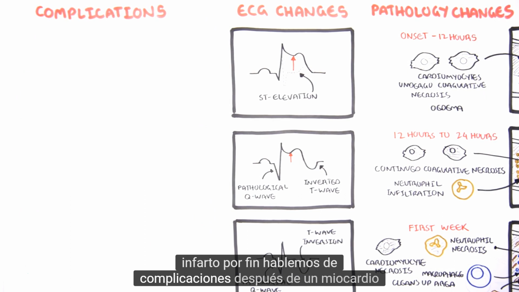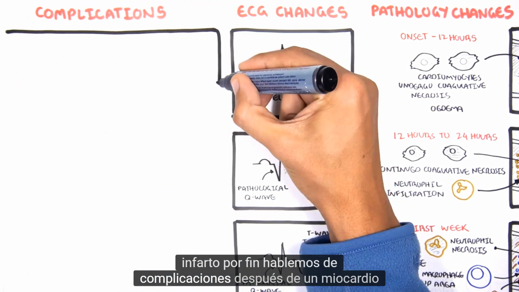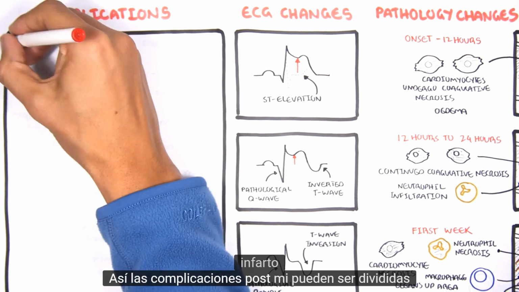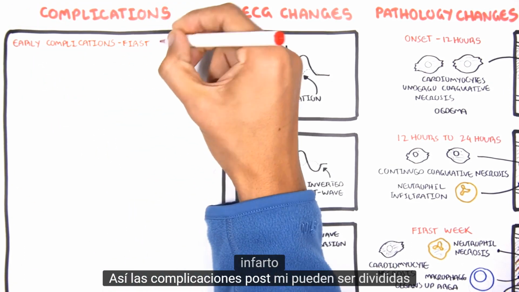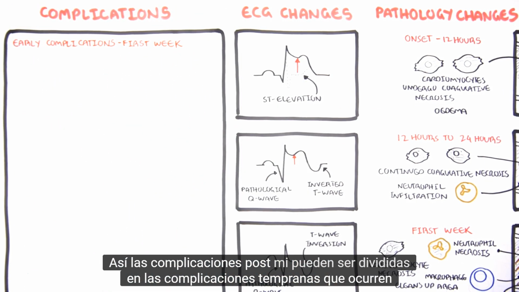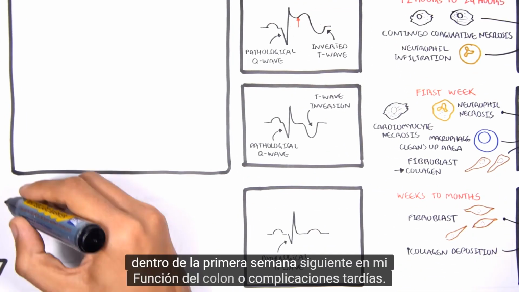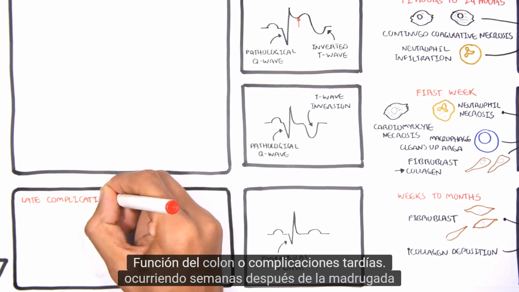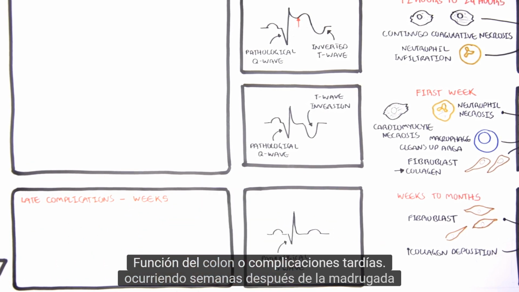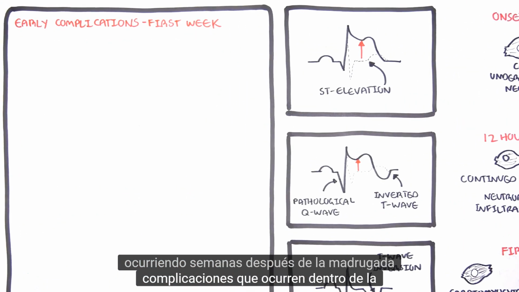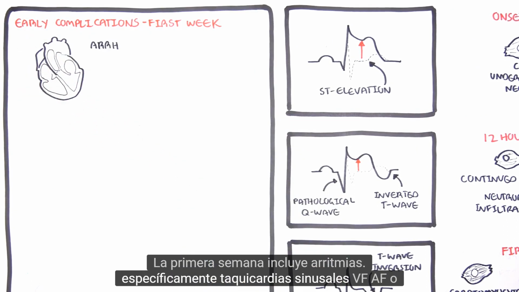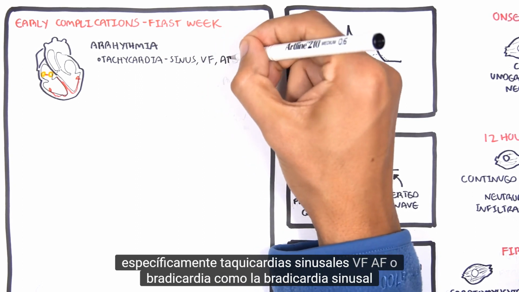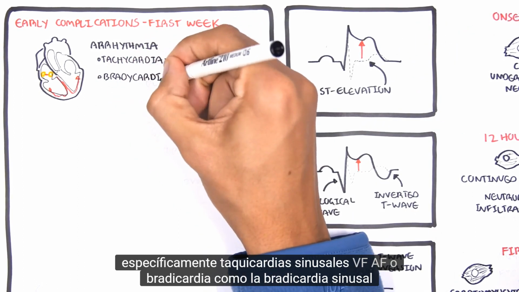Finally, let's talk about complications following a myocardial infarction. So complications post-MI can be divided into early complications occurring within the first week following a myocardial infarction, or late complications occurring weeks after an MI. Early complications that occur within the first week include arrhythmias, specifically tachycardias, such as sinus tachycardia, VF, AF, or bradycardia, such as sinus bradycardia, and heart blocks.